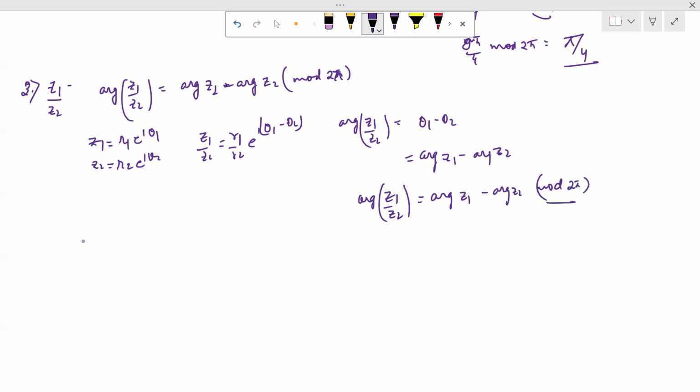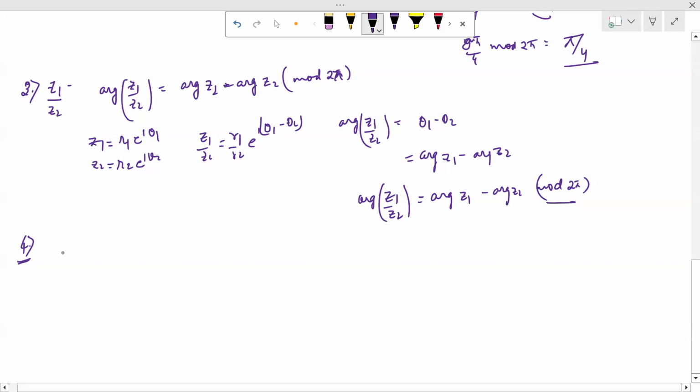So this is how you write these simple properties. Most of them, the proof is given in the book, so I'm not writing the proofs right now. I'm just giving you examples. Okay, I hope it is clear.